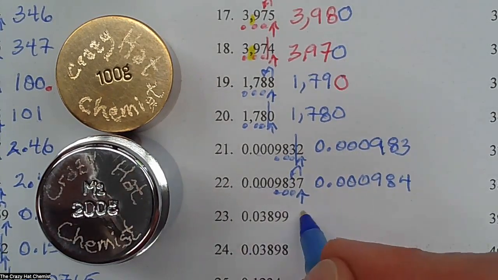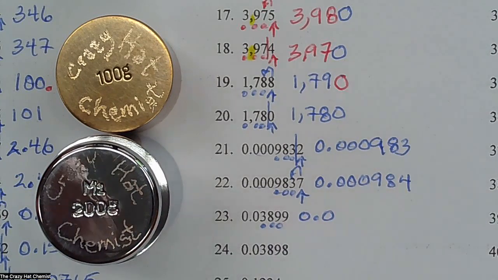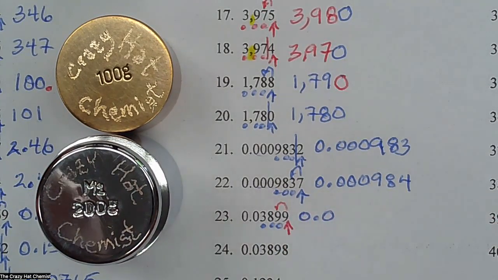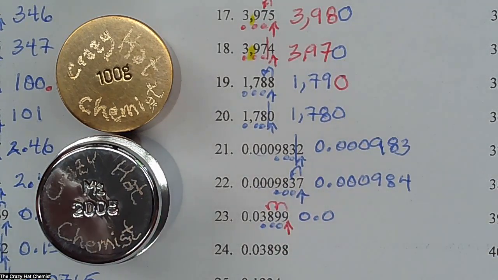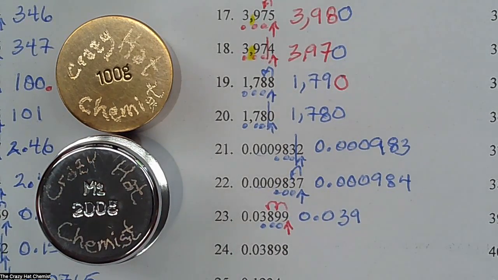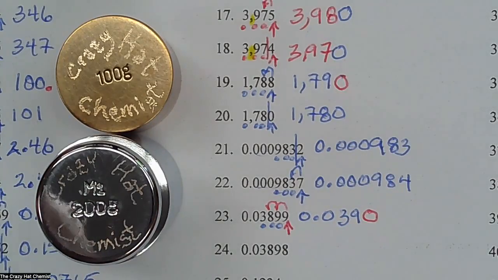All right, next problem here. I got a 0.0. I'm going to tack that down. 1, 2, 3 significant figures. I am rounding with this 9. I add 1 to the 9, then that becomes a 10. I'm going to add 1 to the next digit. Okay, so that will be a 3 and a 9. And then in order to maintain 3 significant figures, I'm going to have to add a 0 to that.